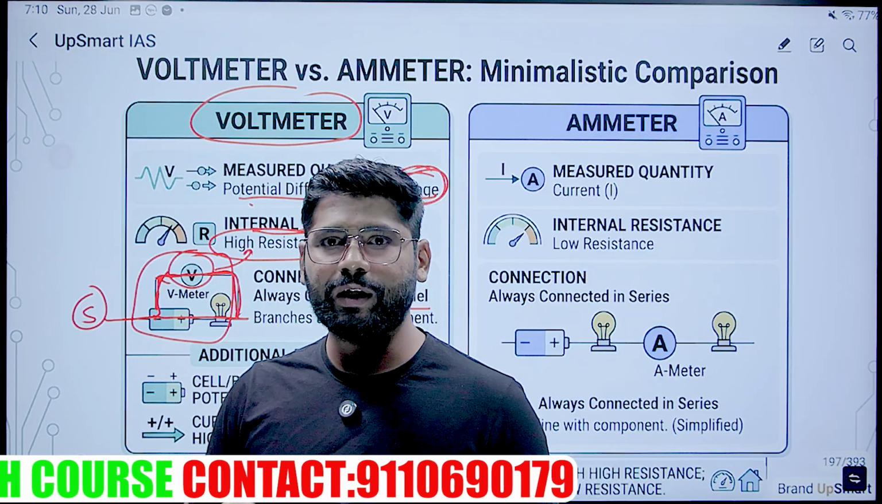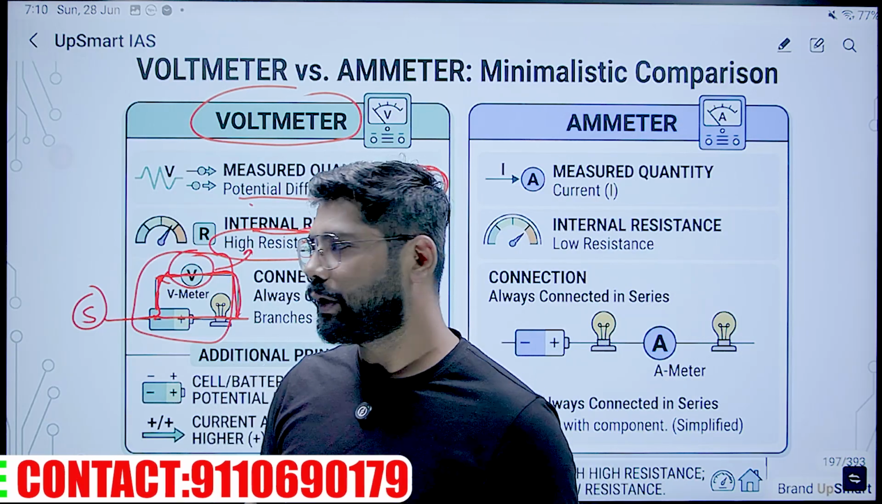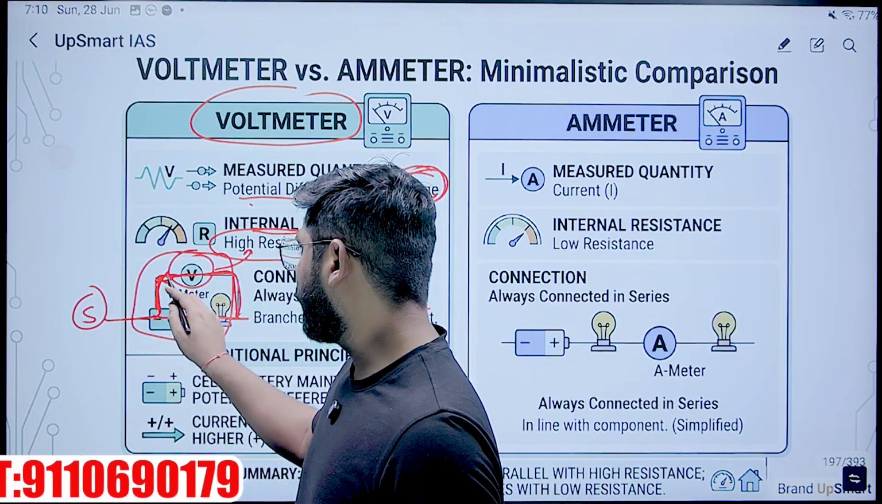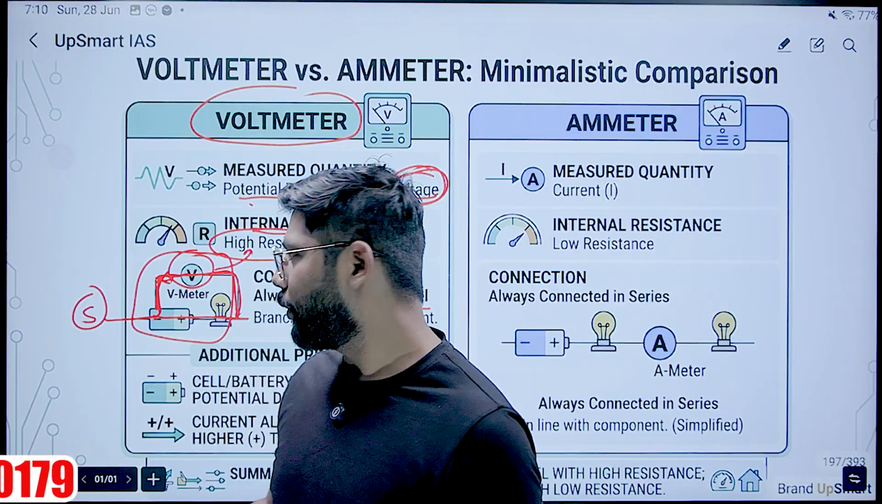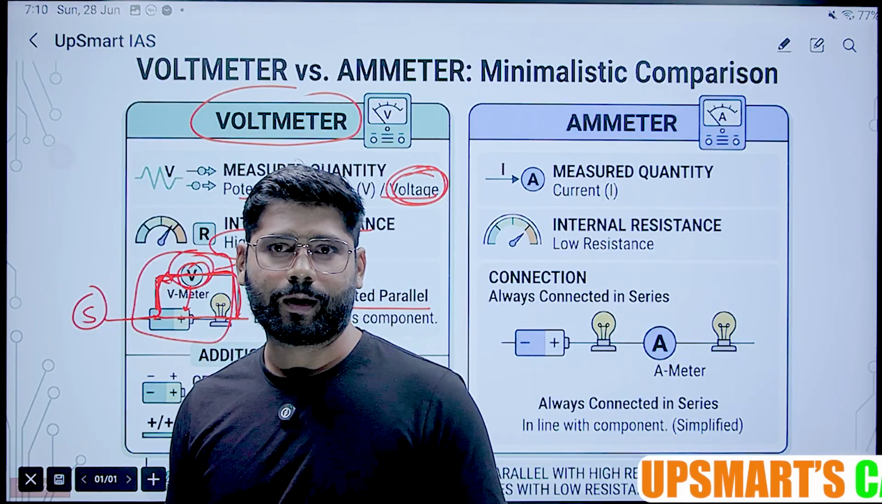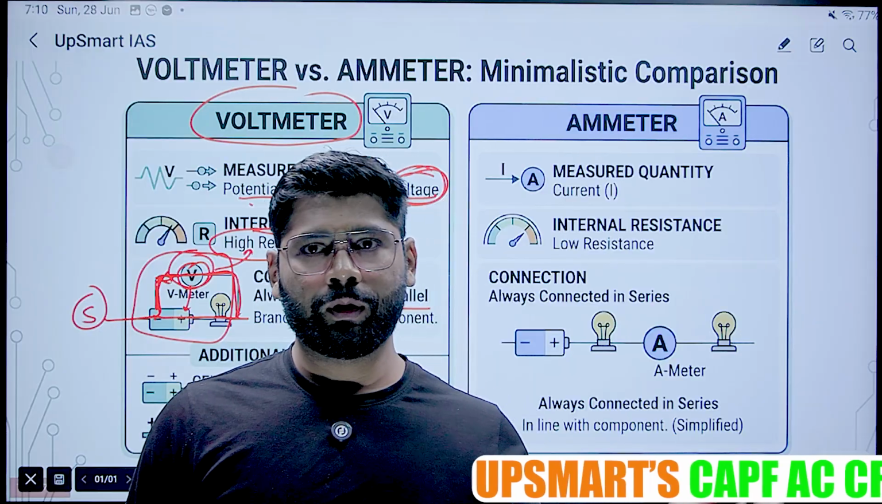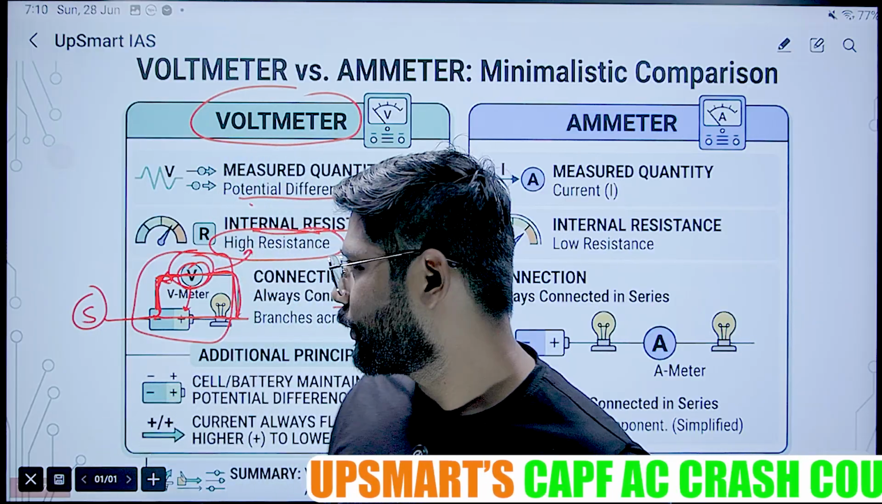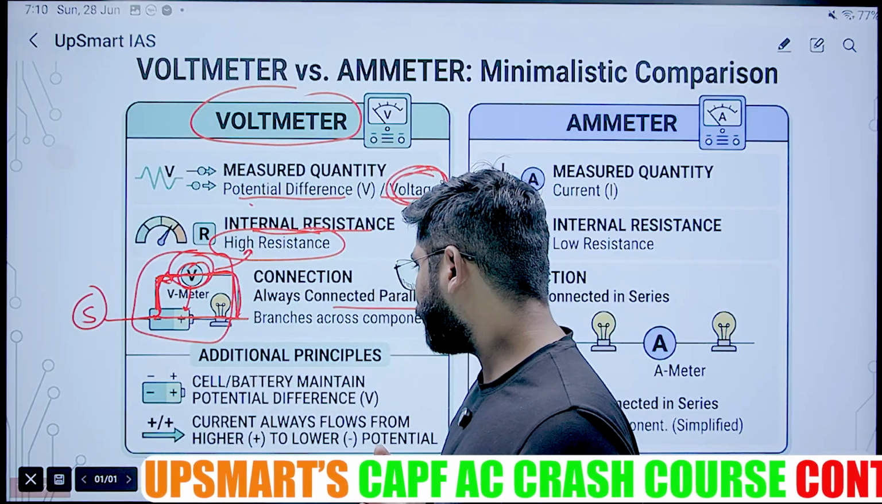So high resistance means it will resist the flow of current. Even if the current is flowing here, coming towards it, it will resist it. So what will it measure? It will measure only the current that is flowing through the circuit. It will not allow more current to come there. So that is what a voltmeter does.